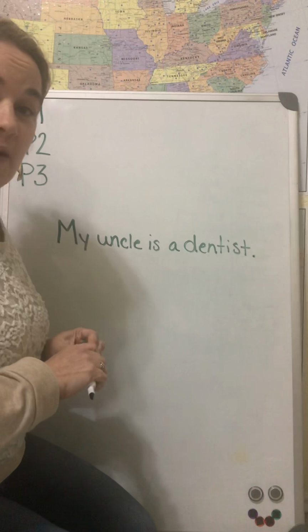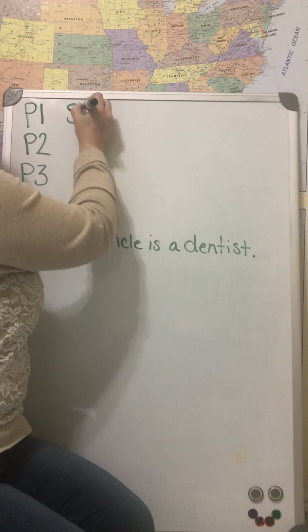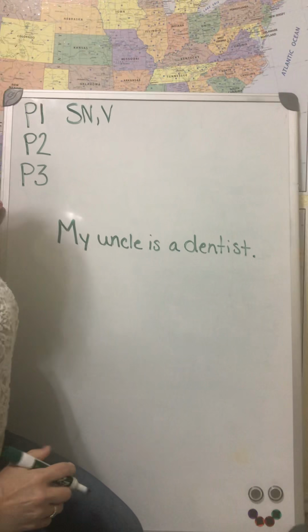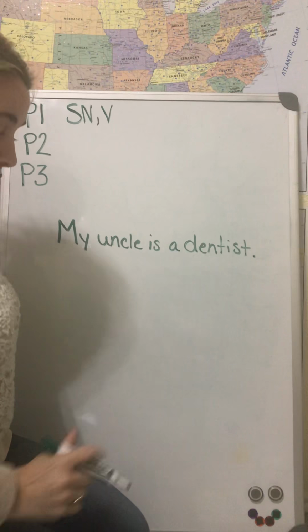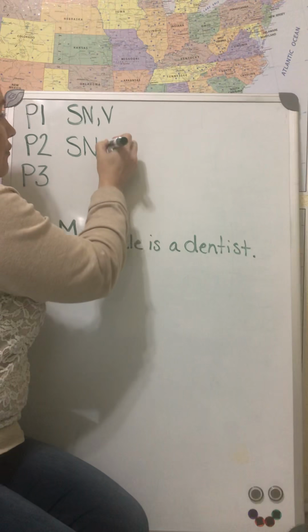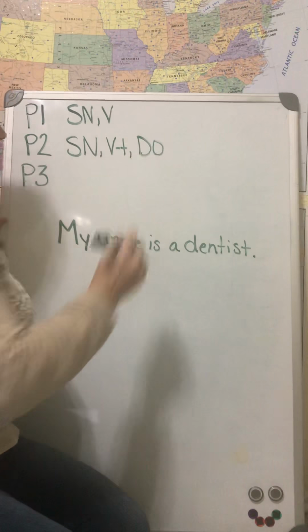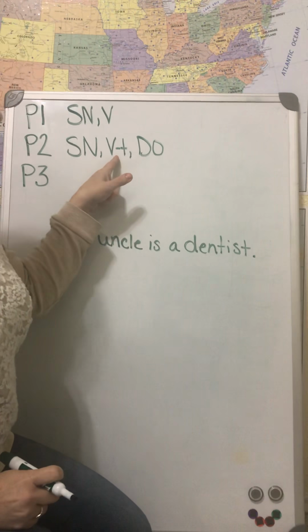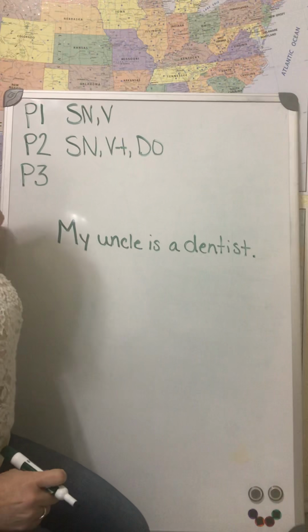The core parts of a pattern 1 sentence anytime are subject noun and verb, right? So noun, verb. The core parts of pattern 2 are going to be subject noun, verb transitive, because we have that direct object in there. And every time we have a direct object, our verb becomes transitive. Our verb up here is intransitive, no direct object, okay?